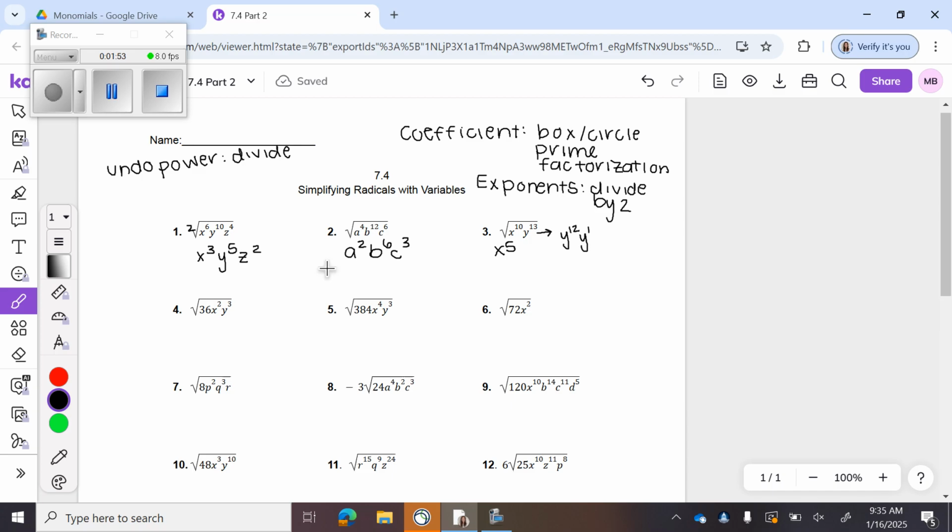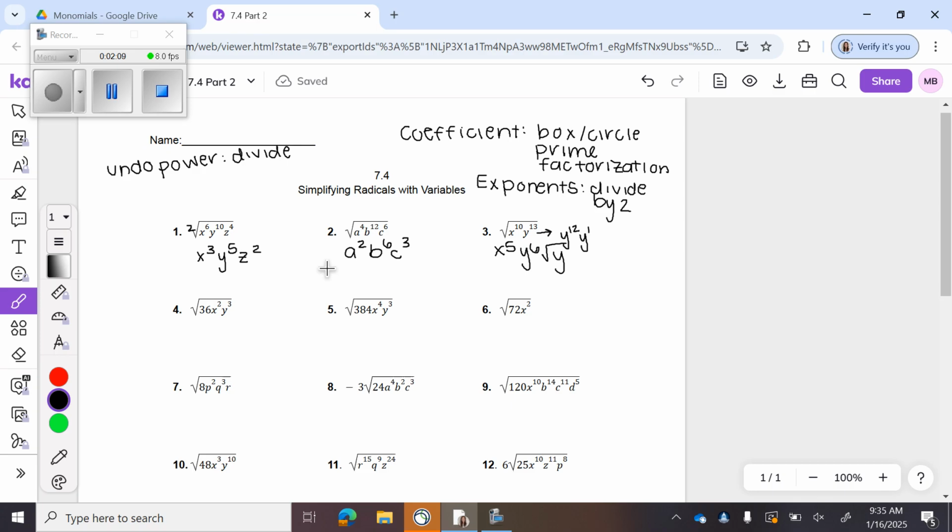Well, now y to the 12th, I can divide that by 2. 12 divided by 2 is 6, so y to the 6th is going to come on the outside. And this 1, I cannot divide it by 2, so that's got to stay on the inside of my square root. Okay? So if I can't divide it by 2, it's going to stay on the inside.